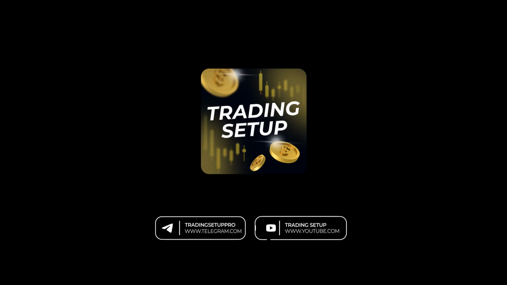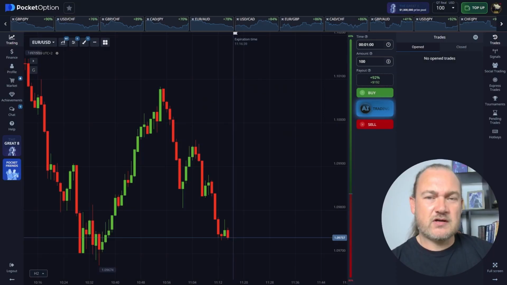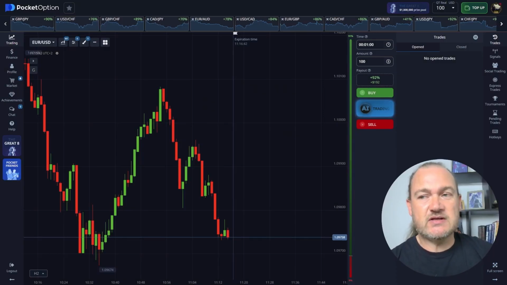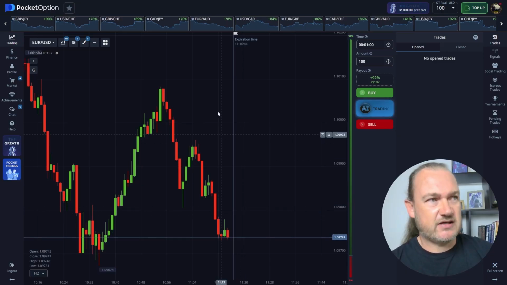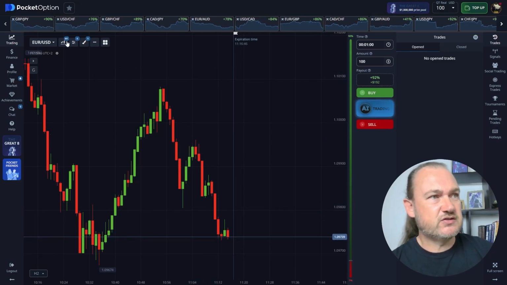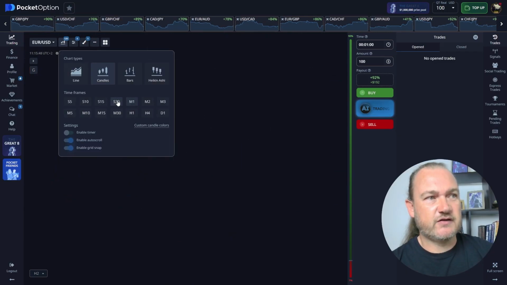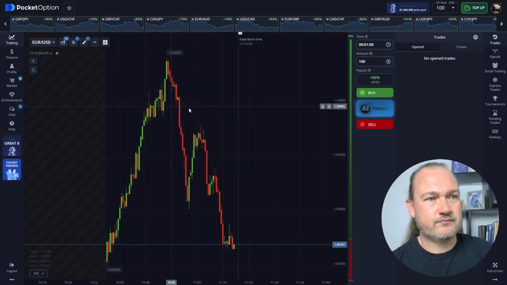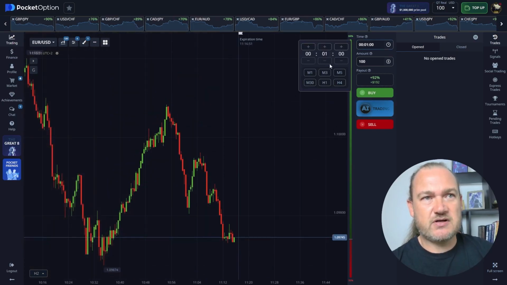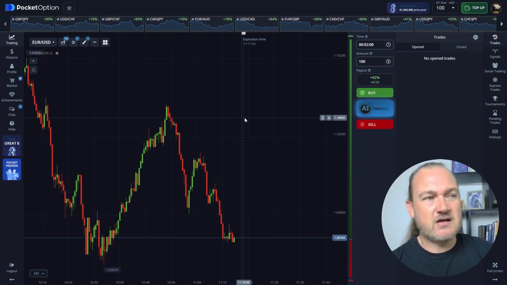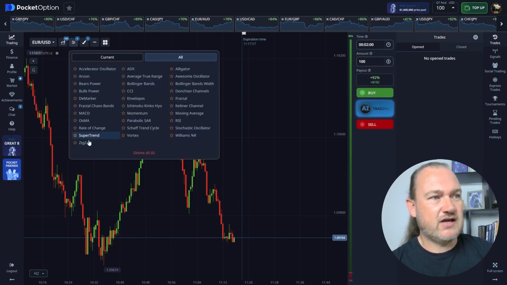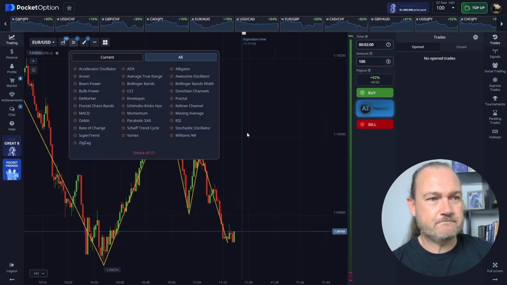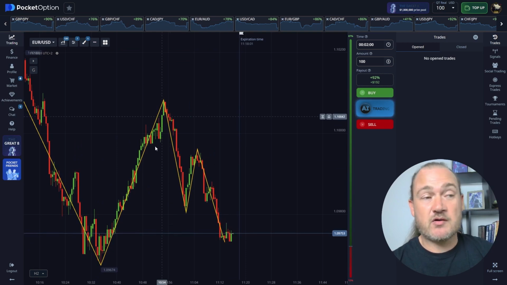Now let's head over to the platform and look at today's strategy. Okay, so as always, before we start, we need to set up our platform for this strategy. The first thing we're going to do is change our candle time frame to 30 seconds. Then we're going to change our expiry time to 2 minutes. And then we are going to add the ZigZag indicator. There we go. Now our platform is set up and we can start looking for trades.